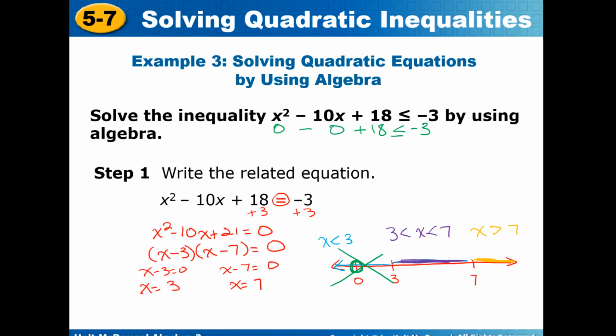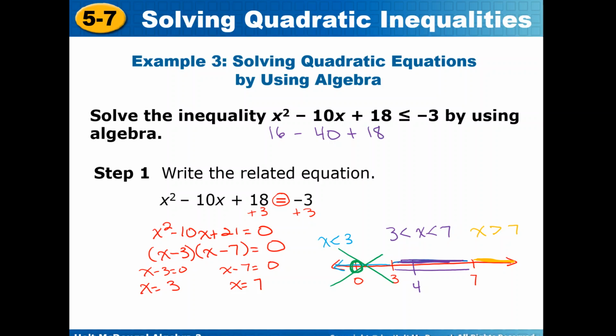All right, the next thing I'm going to do is try another point inside my purple solution. Inside this area here, I'm going to go ahead and pick 4, because that's the smallest, easiest one that I could choose. So 4 squared is 16 minus 40 plus 18.